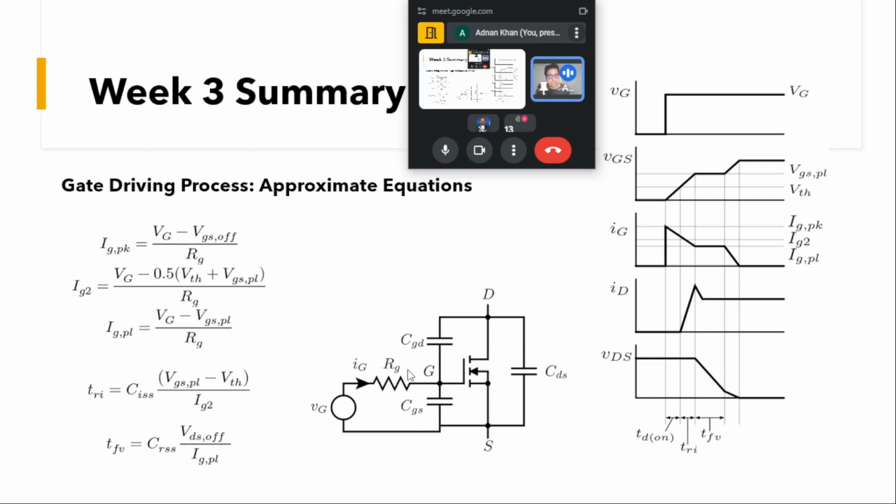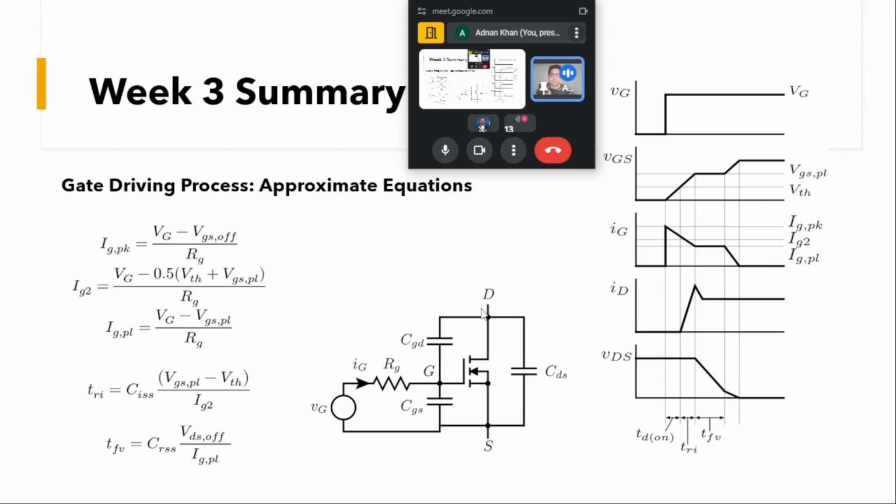And if we want to limit the current, we can appropriately choose this RG value in order to limit our current under a particular value. Now sometimes we have a negative voltage during the turn off. Let us say if I had -5 volts during the turn off, so IG peak will be, let us say, VG of 15 volts minus (-5), it will be 20 volts divided by some resistance. That will be the peak of the IG current that will flow.